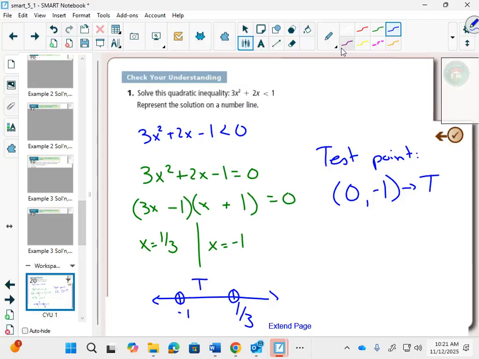Similarly, I could plug in -2. This will be 12 minus 4 minus 1, which is 7. Is 7 less than 0? False. I would find out this whole section is false.